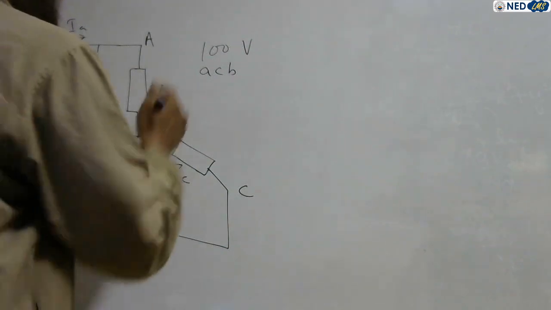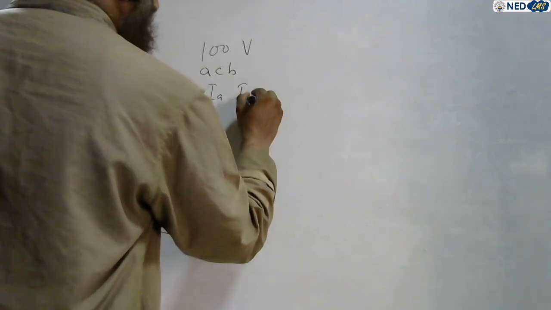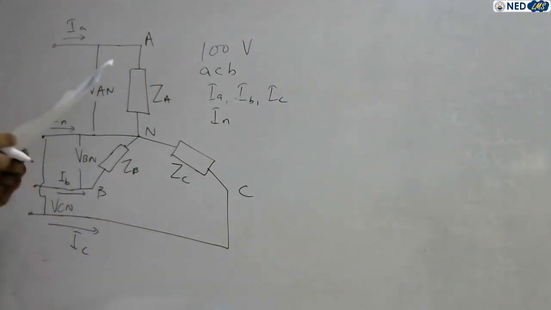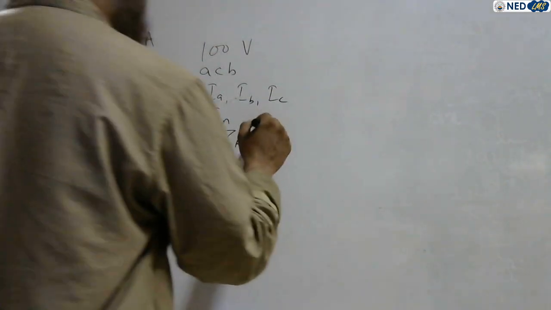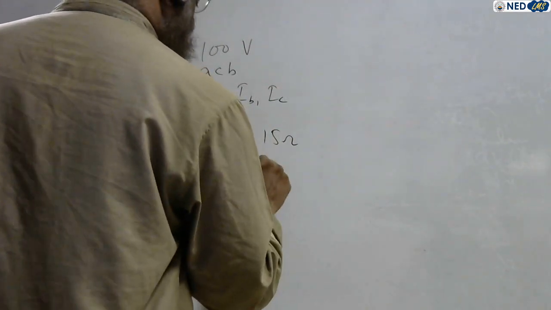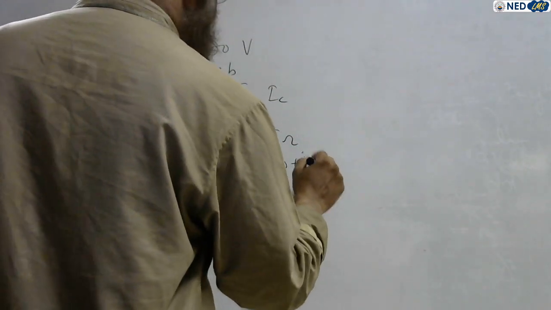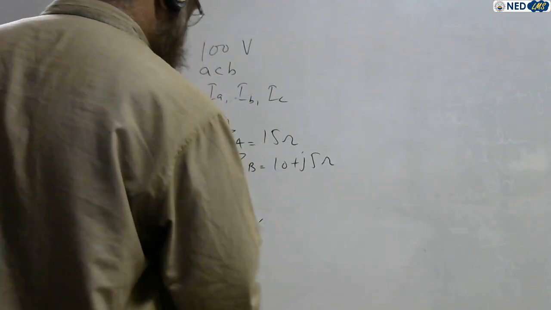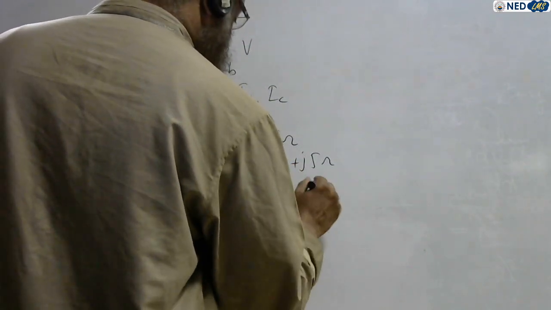So in this case, you have to calculate the line currents, that is IA, IB, and IC, and the neutral current. In this case, the neutral current is not zero because it is unbalanced. And we are given the values of impedance: ZA is 15 ohms, ZB is 10 plus j5 ohms, and ZC equals 6 minus j8 ohms.